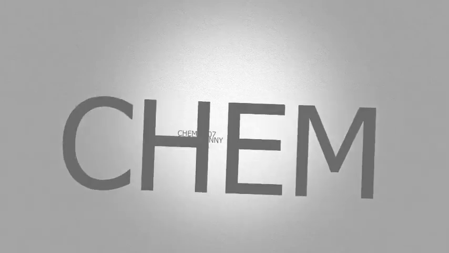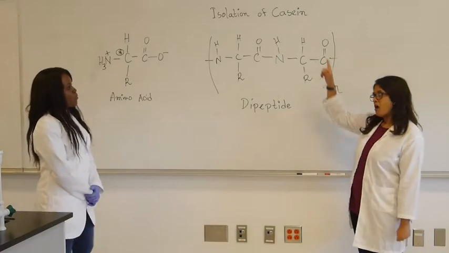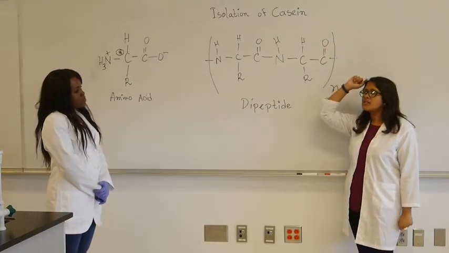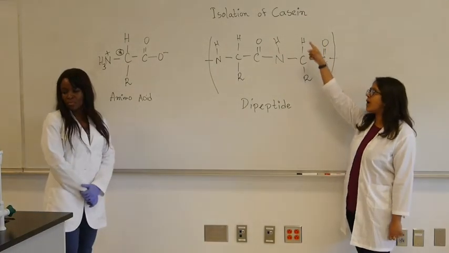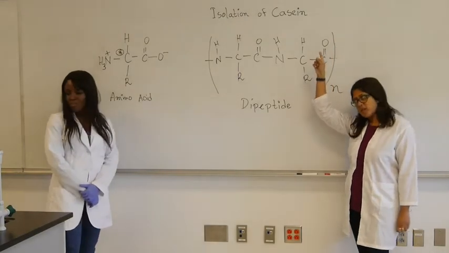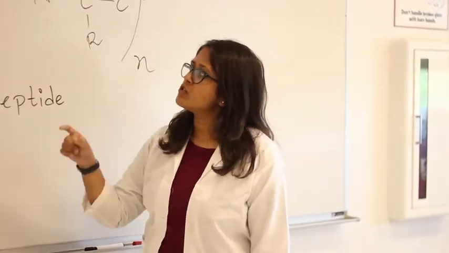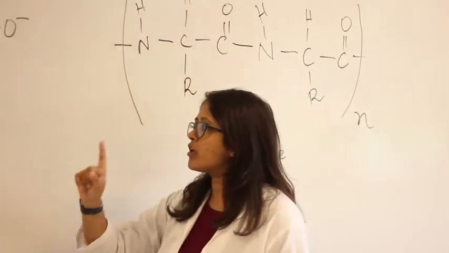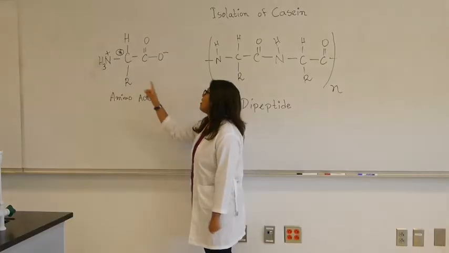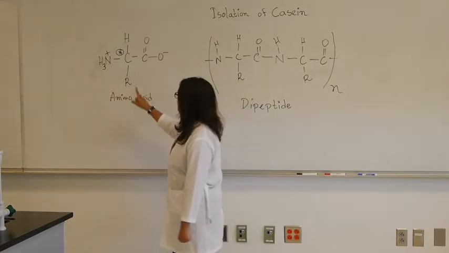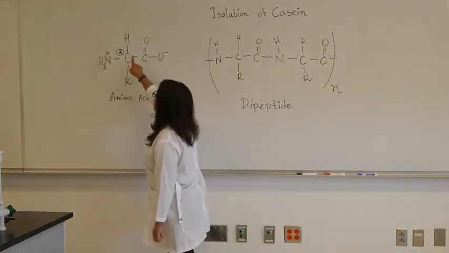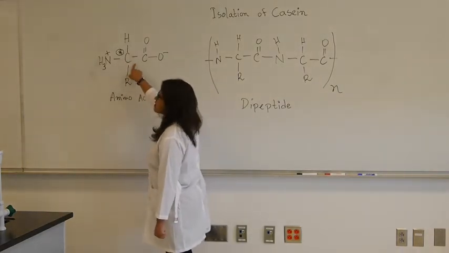So welcome back to Chemistry 1407 lab, isolation of casein. What is casein? Casein is a protein that we find in milk. Most of the protein in milk is casein. Being a protein molecule, it is made up of amino acids. Amino acids, here you can see a chiral carbon.